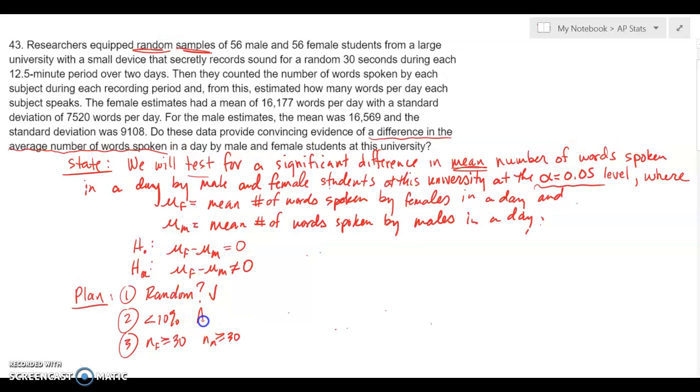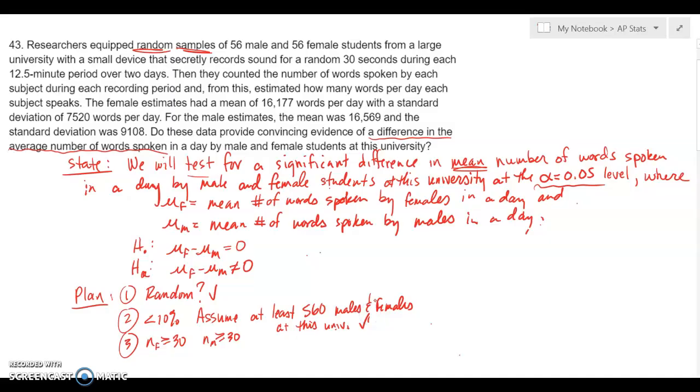So we have to assume there's at least 560 males and females at this college or at this university. And if that's true, then we're good to go.